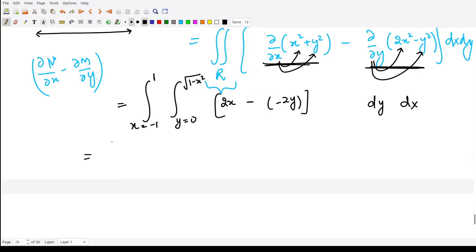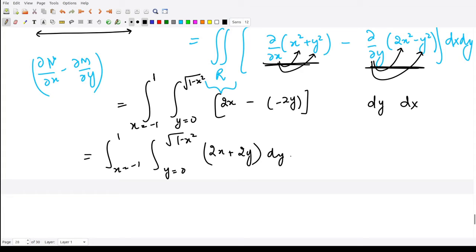Now let's simplify this. So we have x from minus 1 to 1, y varies from 0 to square root of 1 minus x square, of 2x plus 2y dy dx. Now this is very simple to solve. So let's solve this.